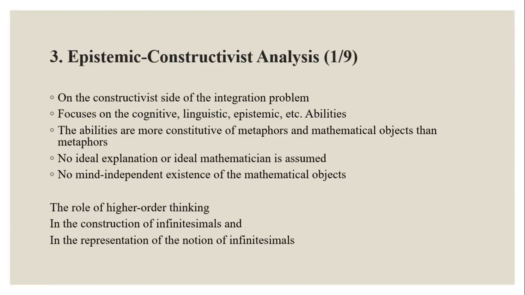It's not because we are using different abilities. I think it's because we are using the same abilities at different levels. And avoiding an ideal explanation or ideal mathematician also avoids possible psychologist criticisms. And I do not assume any mind independent existence for the mathematical objects. So in this specific case, the case of the infinitesimals, it is higher order thinking that takes the lion's share in the explanation of the construction of the infinitesimals and the explanation regarding the representation of the notion of infinitesimals.